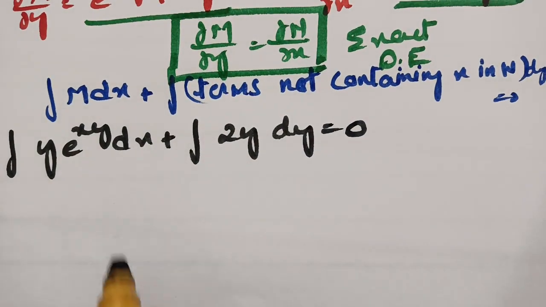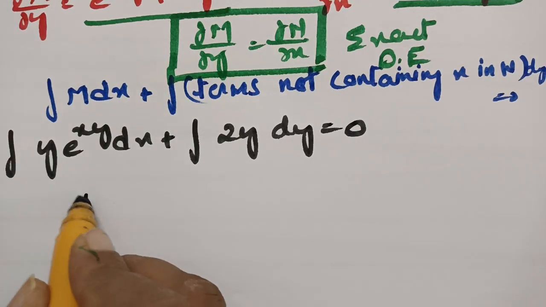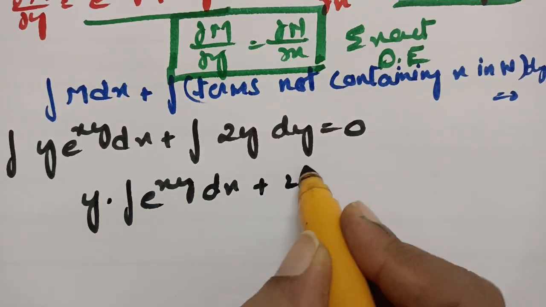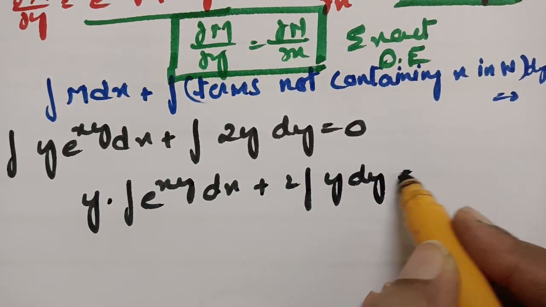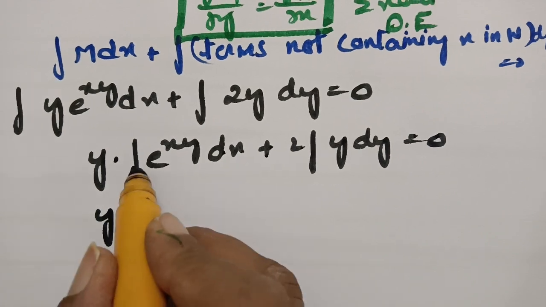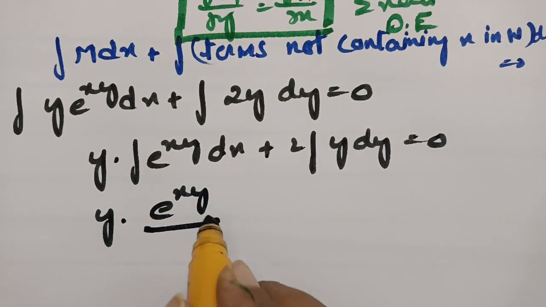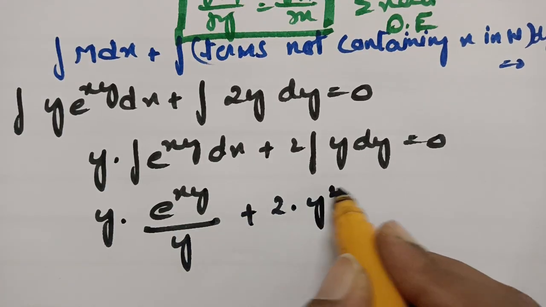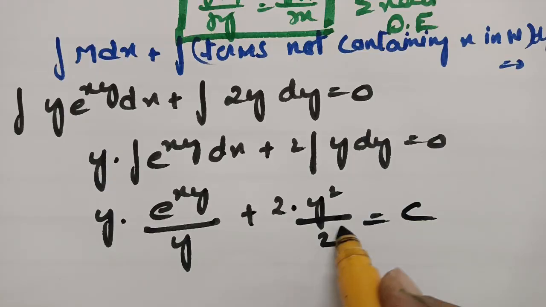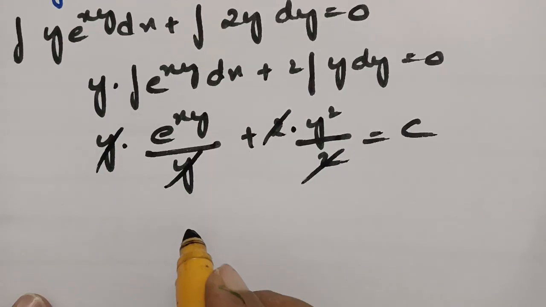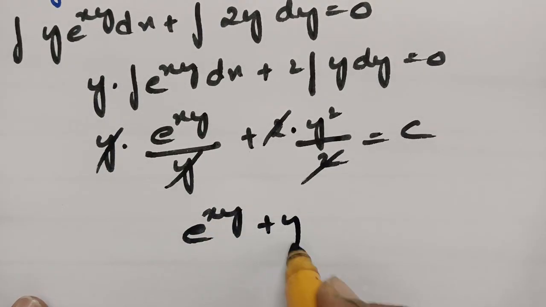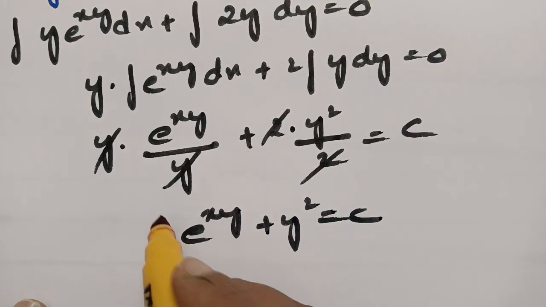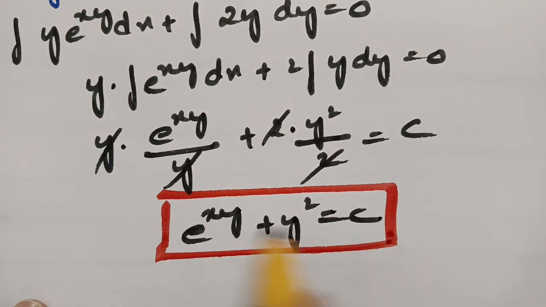If I integrate with respect to x, y acts as a constant. So this will be the integral of e^(xy) dx plus 2 is a constant, this is y dy equal to 0. So for y, the integral of e^(xy) is e^(xy); for x it is 1. What is left over? Y. And this is 2, and the integral of y is y squared by 2, which is equal to c. If I cancel all these, here this will be e^(xy) plus y squared equal to c. And this is the general solution for the given exact differential equation.